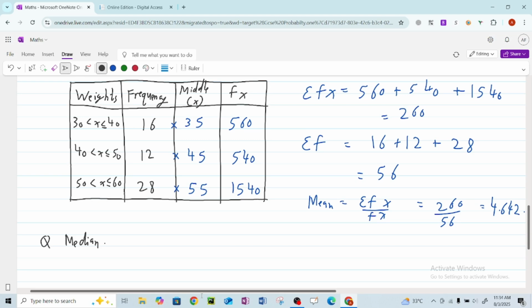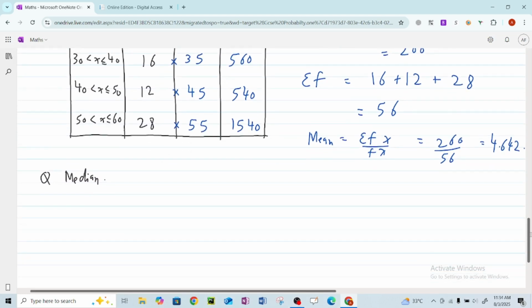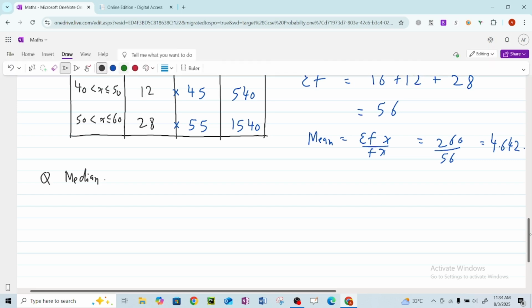Finding the median. Again, the median has the same formula. It's not going to change this one as well. If we go here, the median was n plus 1 divided by 2. Now, what is n? N is again f. Remember, f is n.